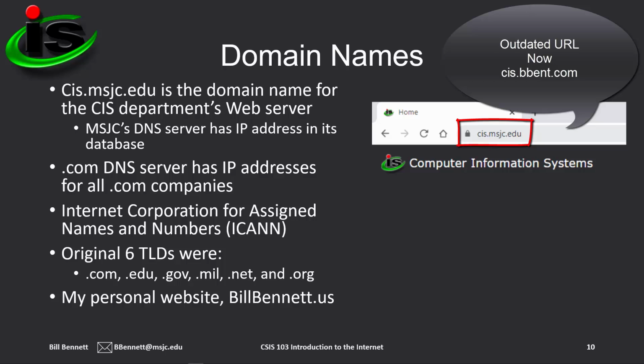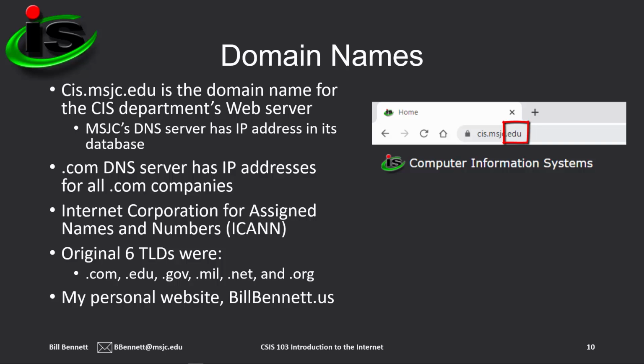CSIS.msjc.edu is a computer connected to the Internet for MSJC's Computer Information Systems (CIS) department, which is an educational institution, .edu, and no other computer on the Internet has this same domain name.